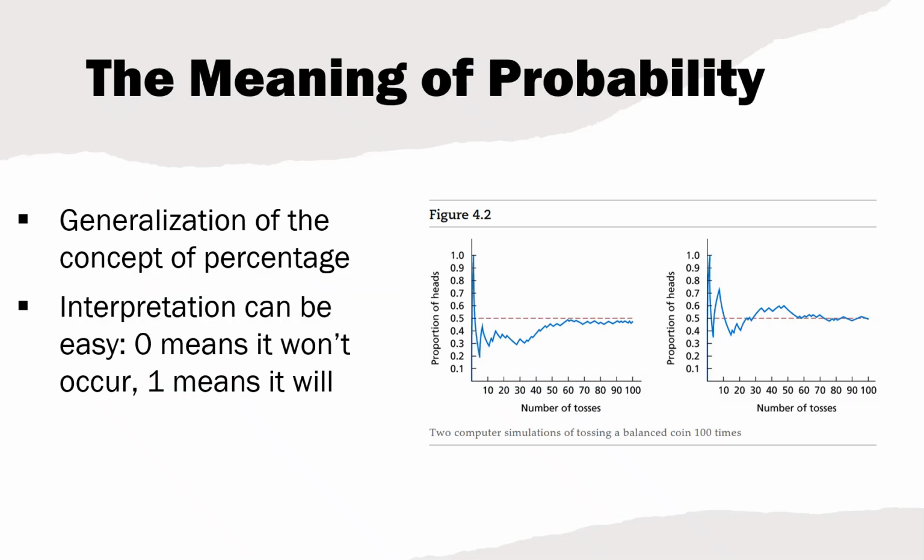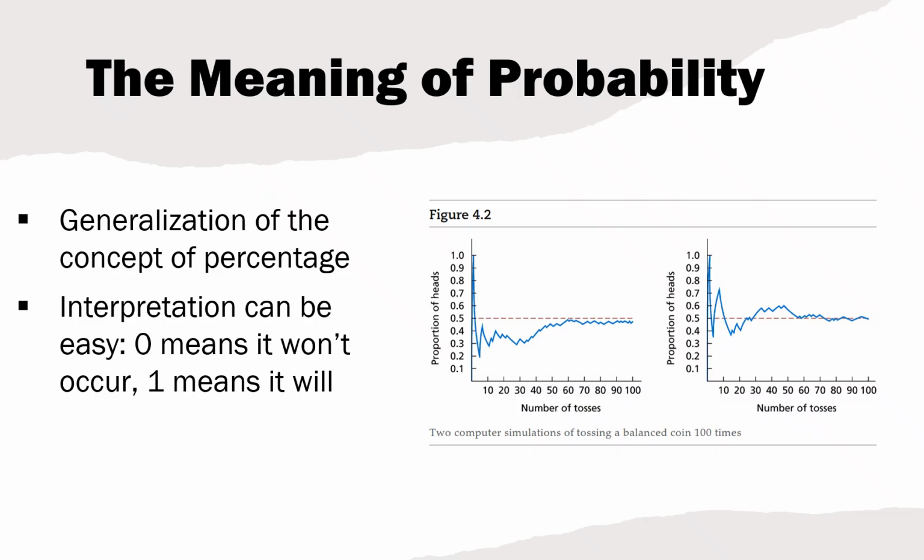The meaning of probability. Probability is essentially a generalization of the concept of percentages. That is, when we select a member at random from a finite population, probability is nothing more than a percentage. And for interpretation, it can be quite easy: 0 meaning it won't happen, and 1 meaning that it will.